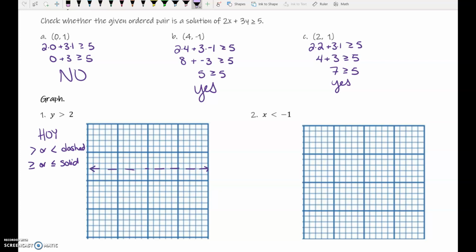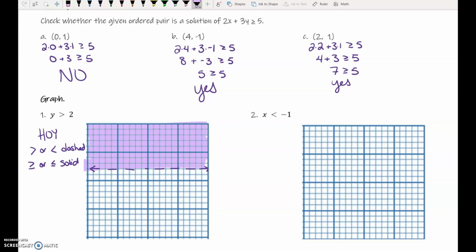And now we talk about shading. y is greater than 2. Where are the y values bigger than 2? They're at 2 here, 3, 4, 5. They are greater than, above this line. So we would shade in above this line. And if you like using colored pencils or highlighters, this is totally the section for you.